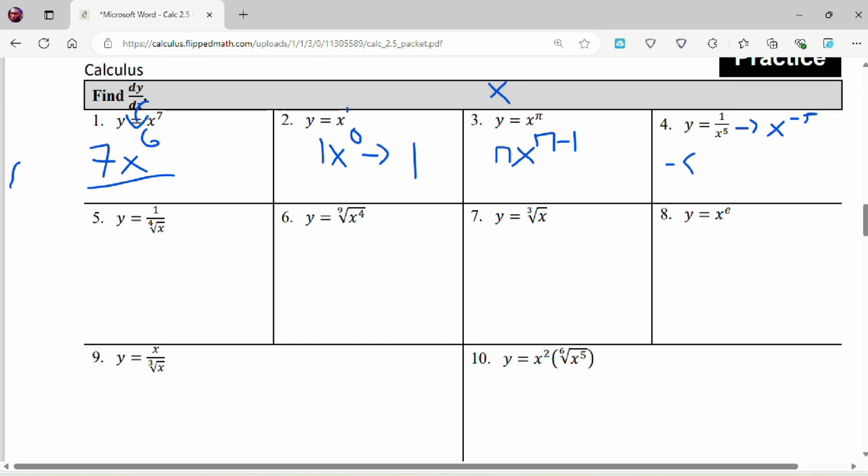So move the negative 5 to the front. Negative 5 minus 1, that is negative 6. And then for our final answer, we want the x to be positive, so we're going to move it back to the denominator. So our exponent will become positive. Pretty straightforward. Let's do another one.